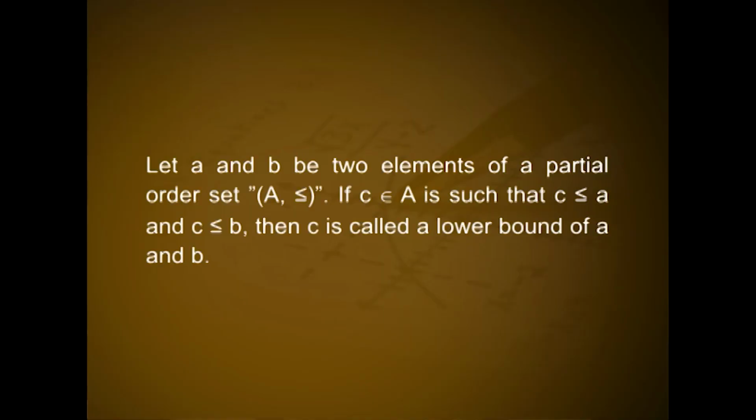Let a and b be two elements of a partially ordered set (A, less than or equal to). If c belonging to A is such that c is less than or equal to a and c is less than or equal to b, then c is called a lower bound of a and b.